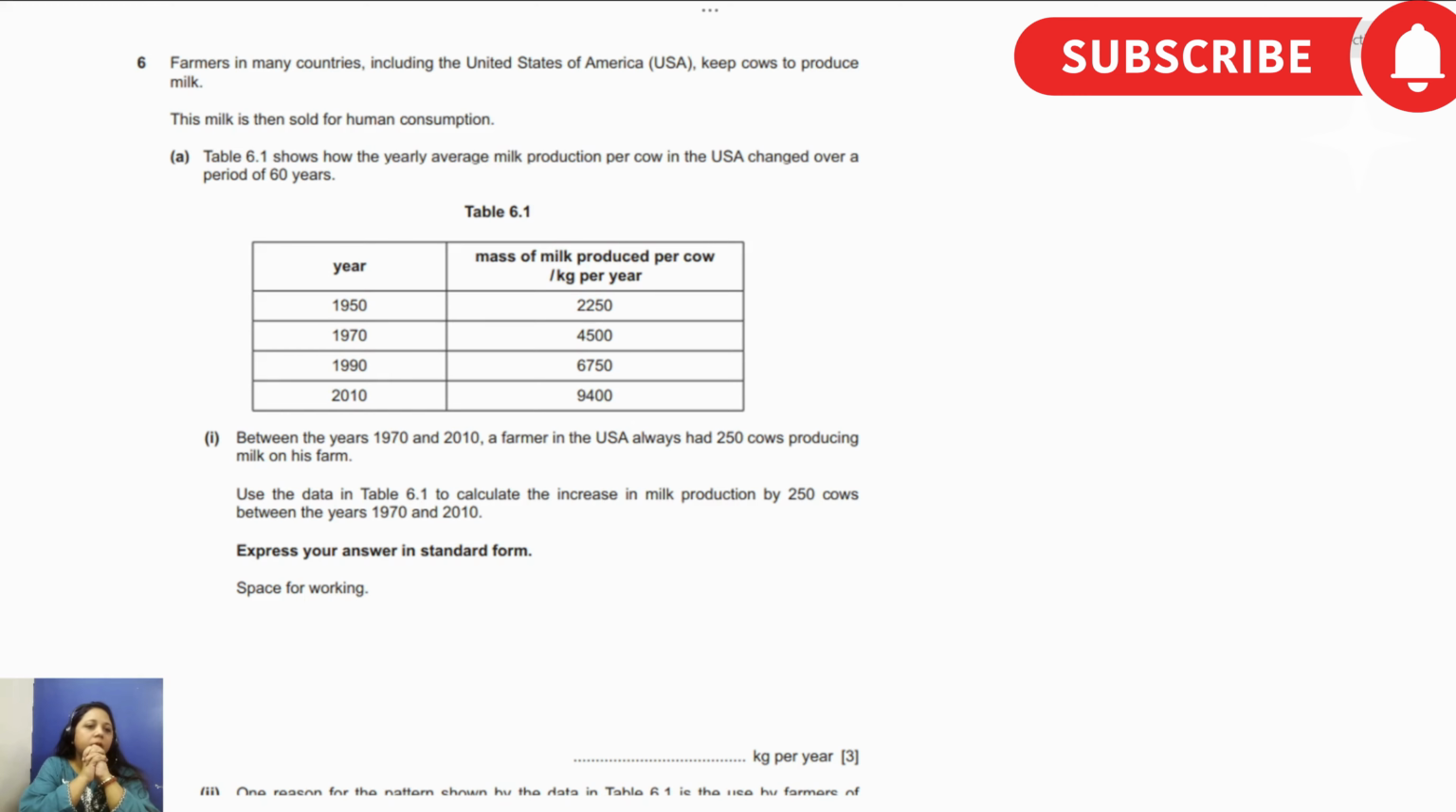The milk is then sold for human consumption, as happened in our country as well. So table 6.1 shows how the yearly average milk production per cow in the US changed over the period of 60 years. The milk production has increased if we look at the table. Between the years 1970 and 2010, a farmer in the USA always had 250 cows producing milk on his farm. So, what is the constant thing? 250 cows.